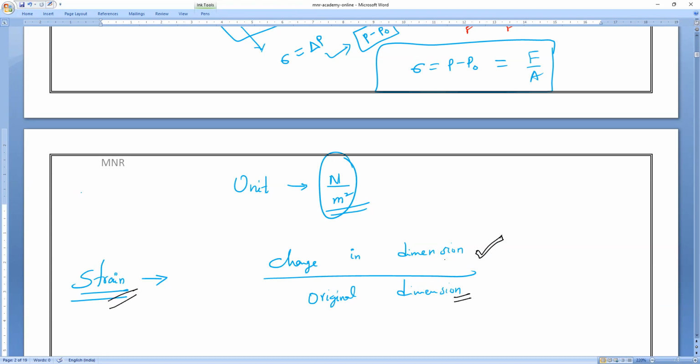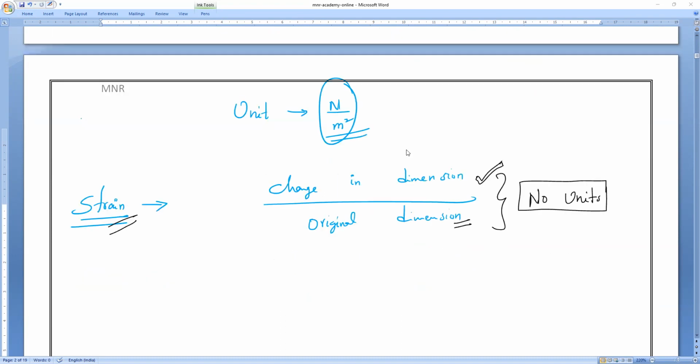Can you tell me what is the unit of strain? Anybody? Both are similar quantities and it is a division. Dimensionless. Yes, so it has no units. I have already taught you in chapter 1, units and measurements. Do you all remember, everybody? Stress and strain also studied? Yes. So that is what you have to remember.